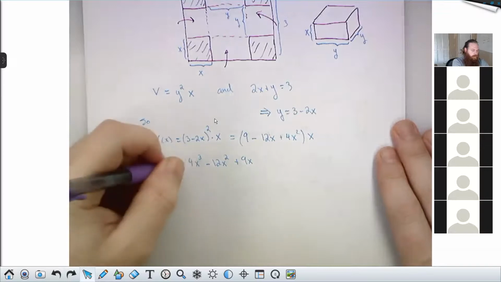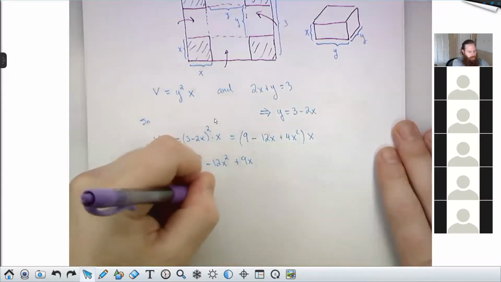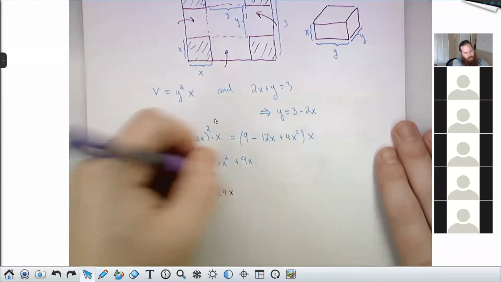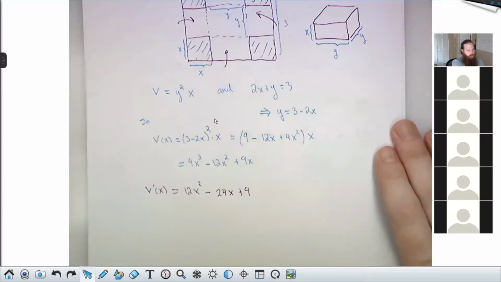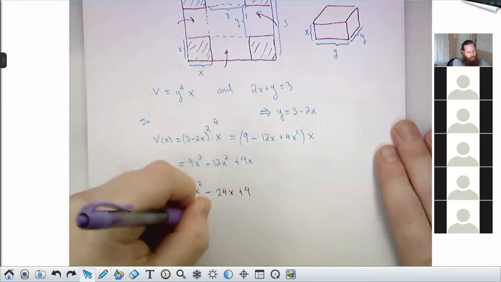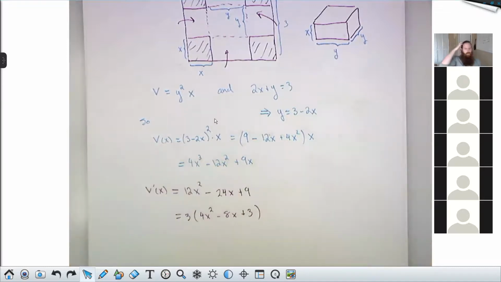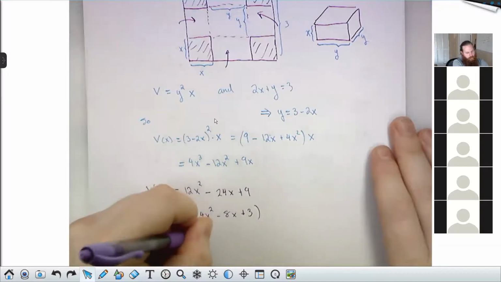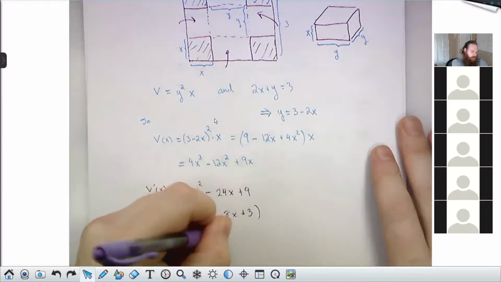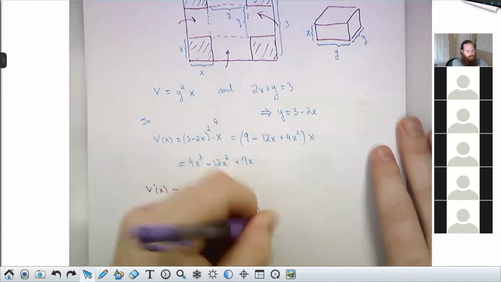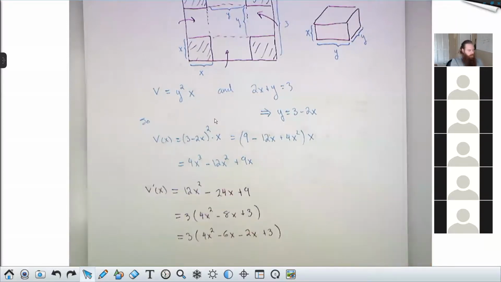V prime. 4x cubed is going to become 12x squared, minus 12x squared is going to become 24x, plus 9 is my derivative. I can factor a 3 out. And that gives me 4x squared minus 8x plus 3. And now I want to try to factor the resulting quadratic here. So I need two numbers whose product is 12 and whose sum is negative 8. Is that negative 6 and negative 2, I think? So you can factor this like 4x squared minus 6x minus 2x plus 3. I think that's going to be the trick. And then you factor by grouping.